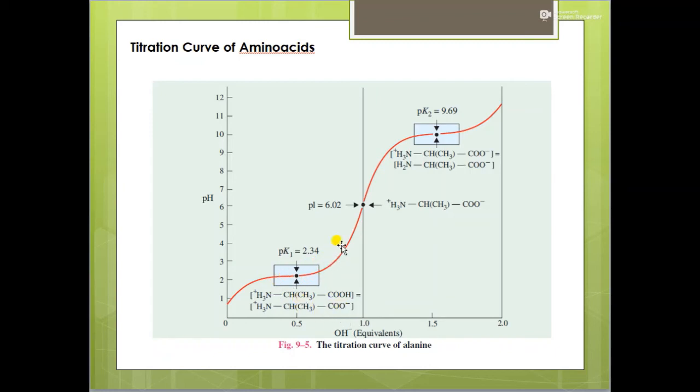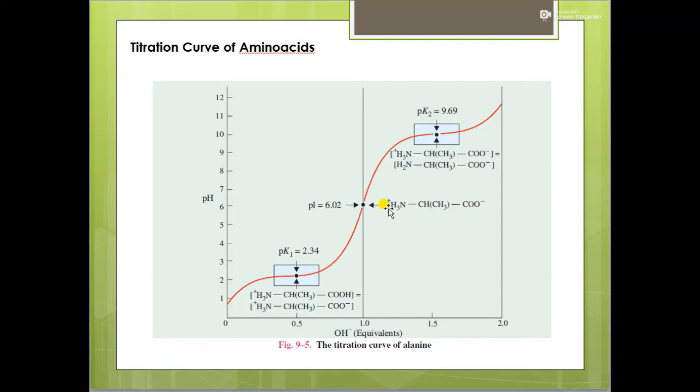Now, when the pH is again increased, what happens? It has become NH3+CHCOO minus. It is complete over here. There is a point at which the removal of the first proton is totally complete. That is, this removal of H plus is complete at 6.02. At this pH, alanine is present as a dipolar form.